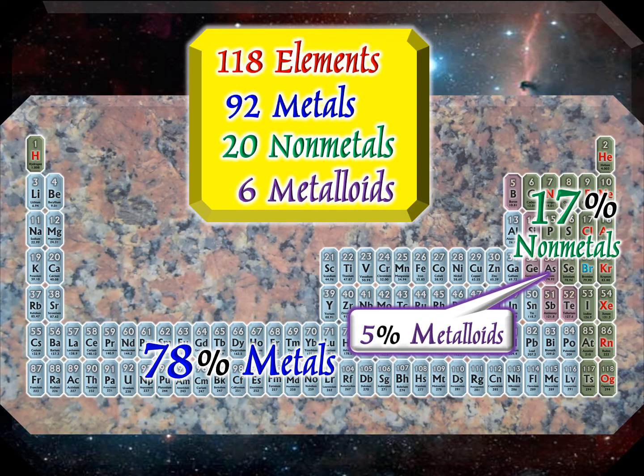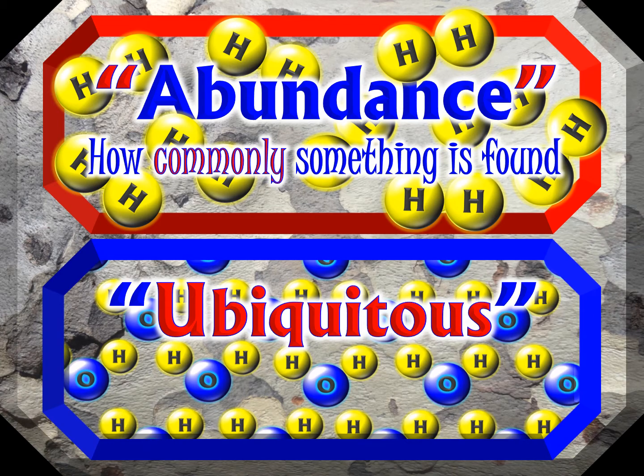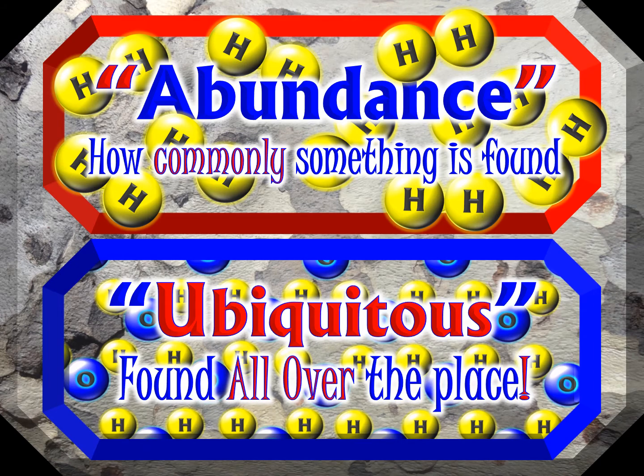Why is that? That is because of abundance. The word abundance basically means how commonly something is found. If something is abundant, it's found very, very often, very frequently, all over the place. If something is incredibly abundant, it becomes ubiquitous. You just find it everywhere you look. So water is ubiquitous on the surface of the earth. Abundance is the reason that we live in a non-metal universe.